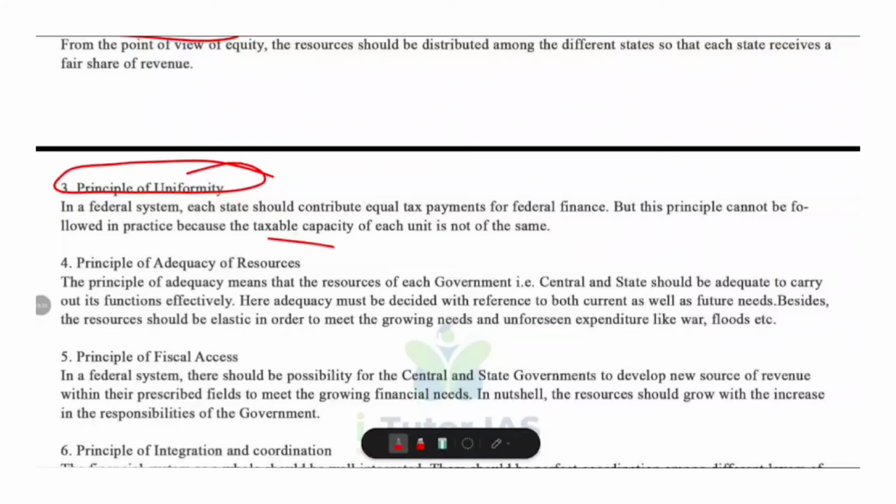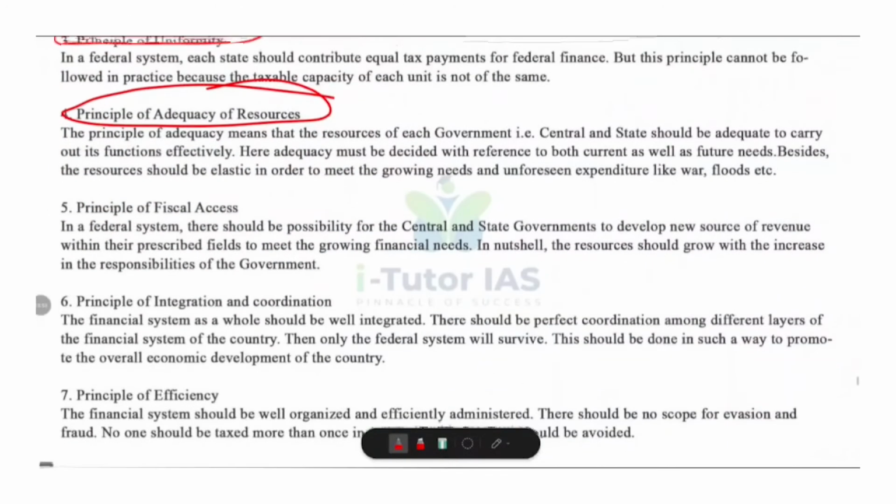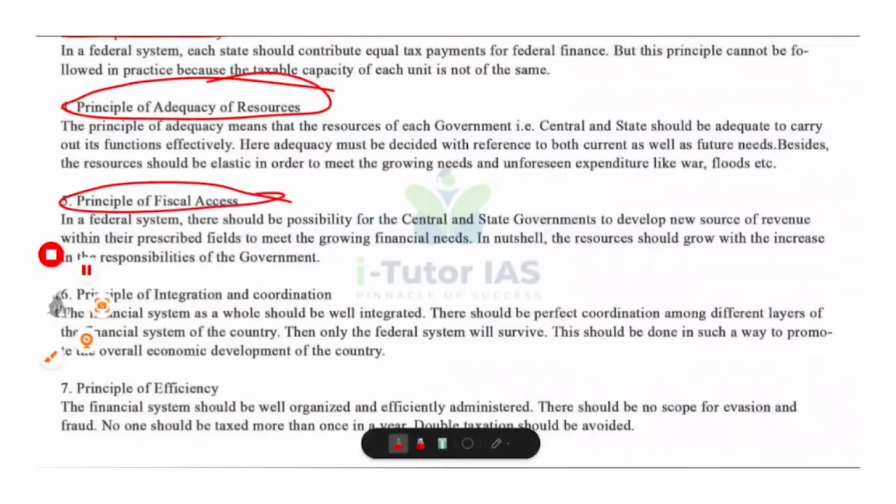Then principle of adequacy of resources. Each government's resources should be sufficient for carrying out its functions. Adequacy refers to current and future needs. Resources should be elastic to meet emergencies, for example, war and natural disasters. Then principle of fiscal access. Government should have the flexibility to develop new revenue sources within their domain. Revenue growth should match growing responsibilities and expenditure needs.